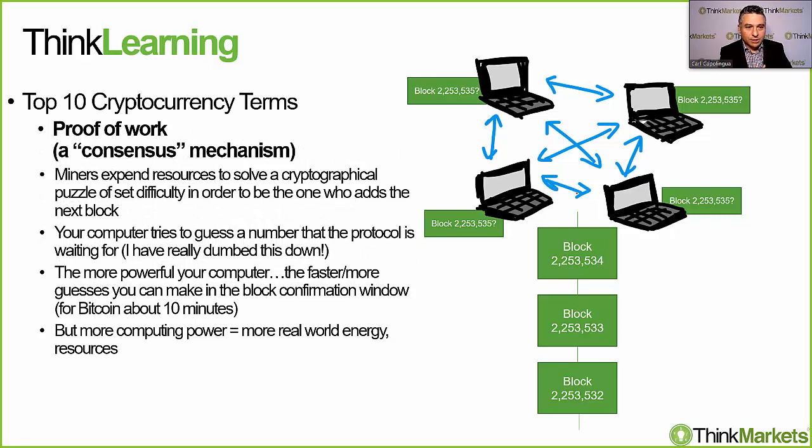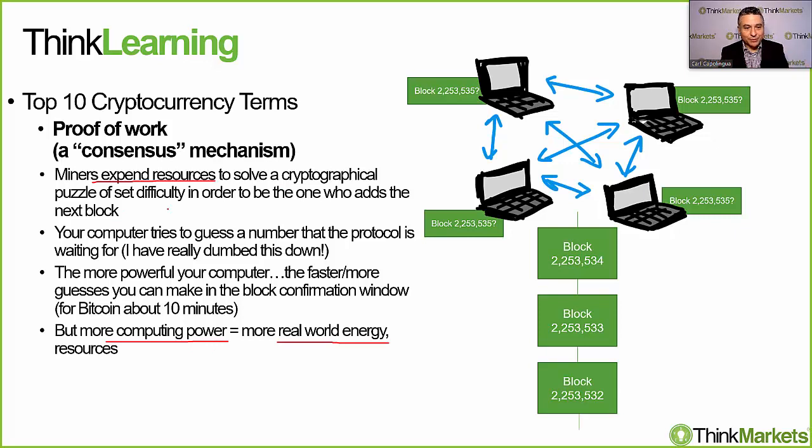I'm sure you've heard of this concept of proof of work, and this is a consensus mechanism, a way that all of the nodes can agree on the new block. Miners need to expend resources, real world resources. Okay, so we're talking about electricity, we're talking about computing power, to solve a cryptographical puzzle.